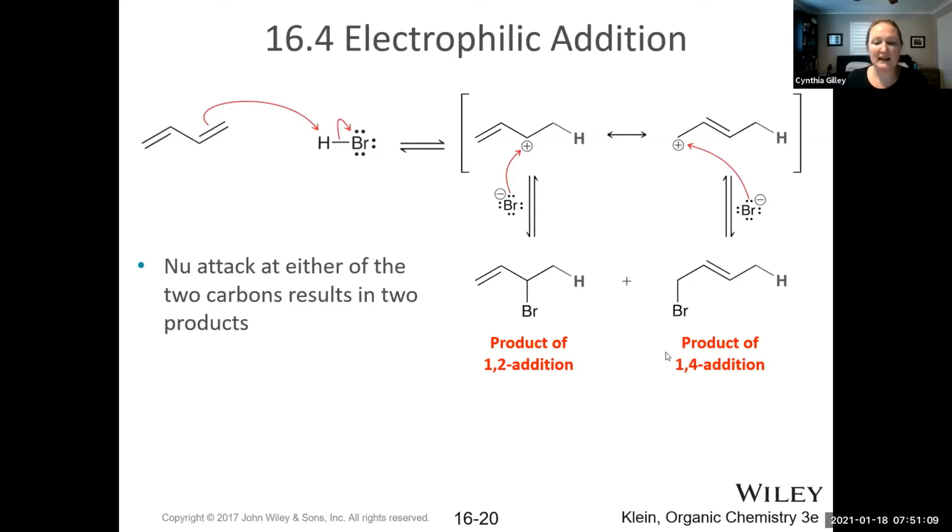So you may be asking, again, which one is the major product? Well, actually, it depends on the temperature because one of the products is more stable and the other product forms faster.